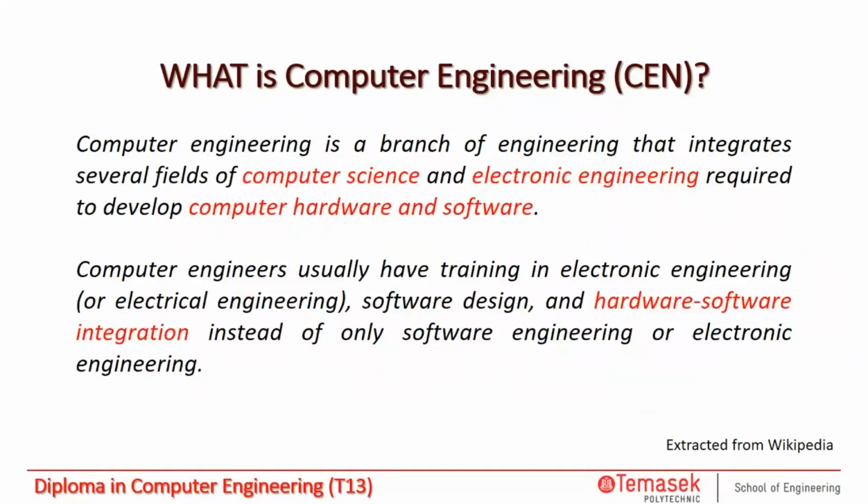So, what is computer engineering? Wikipedia defines CEN as a branch of engineering that integrates several fields of computer science and electronic engineering that is required to develop computer hardware and software. The integration of hardware and software is what makes CEN very different from other engineering or IT courses.